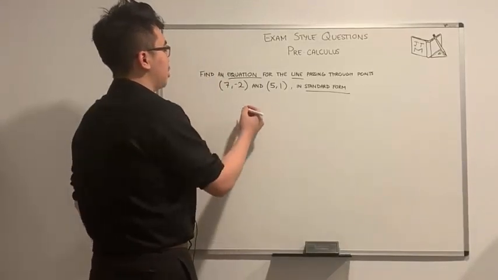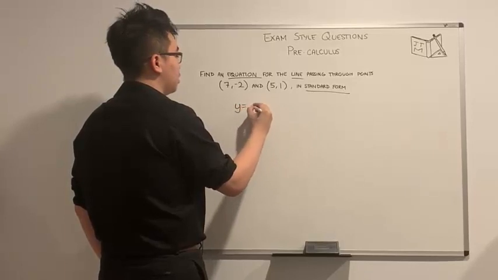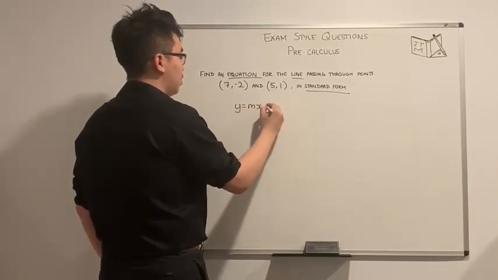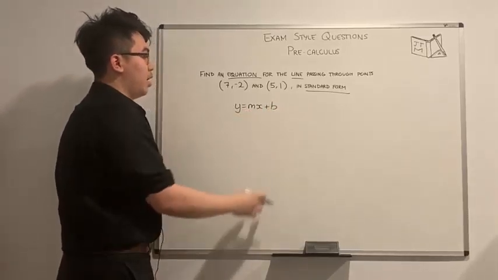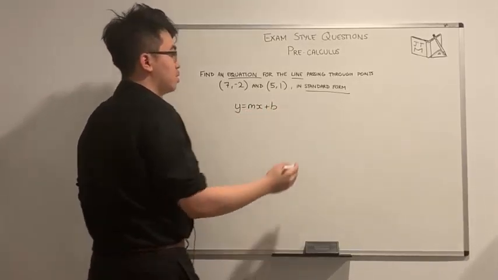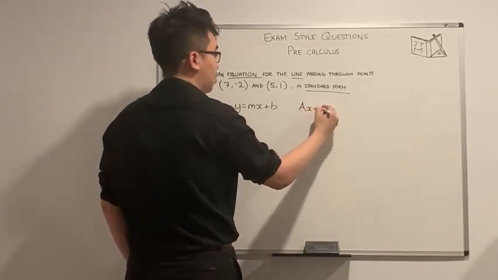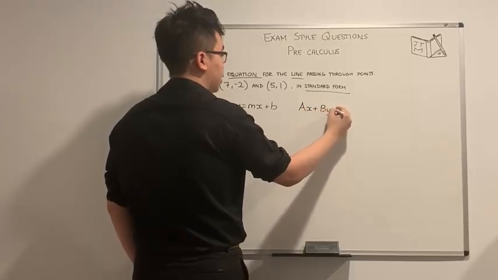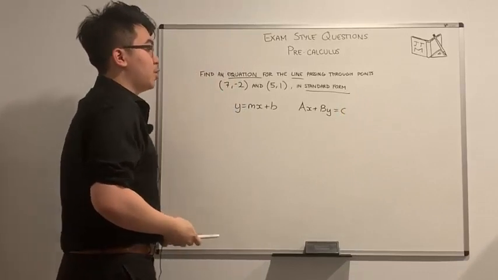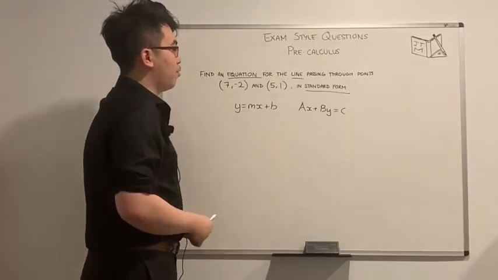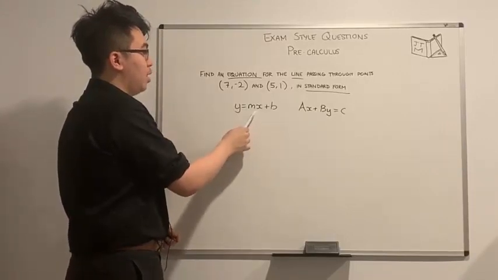These are ways that a linear expression is commonly expressed. We have the slope-intercept form, which is y equals mx plus b, where m is the gradient of the line and b is the y-intercept. And we also have standard form, which is ax plus by equals c. We will be expressing our answer in the standard form. However, for the time being, we're going to find our equation in the slope-intercept form.